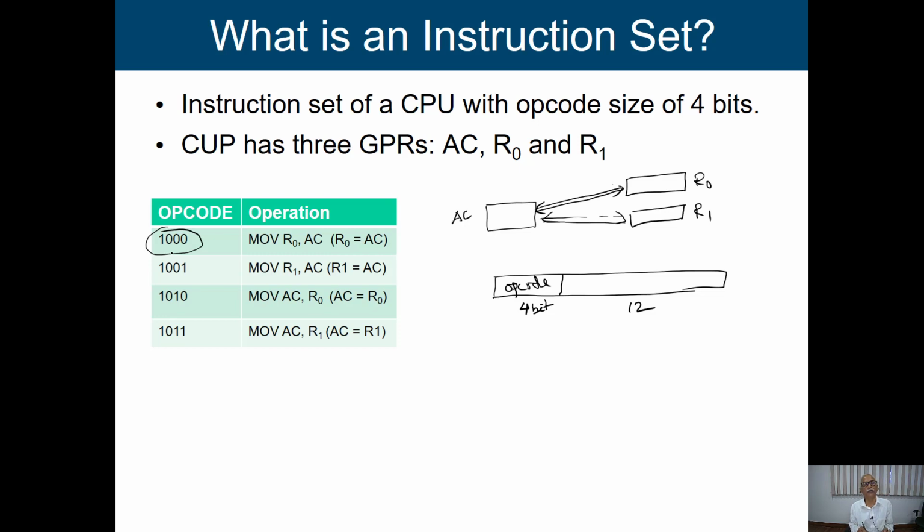By looking into the opcode part itself, we will say that the contents of AC will be transferred to the register R0. So we do not require any information that is stored in these particular 12 bits. So they may be don't care in our condition. Whatever value we have over here, if my opcode is 1000, in that case I can transfer the information from the accumulator to R0. So these 12 bits are not used at all.